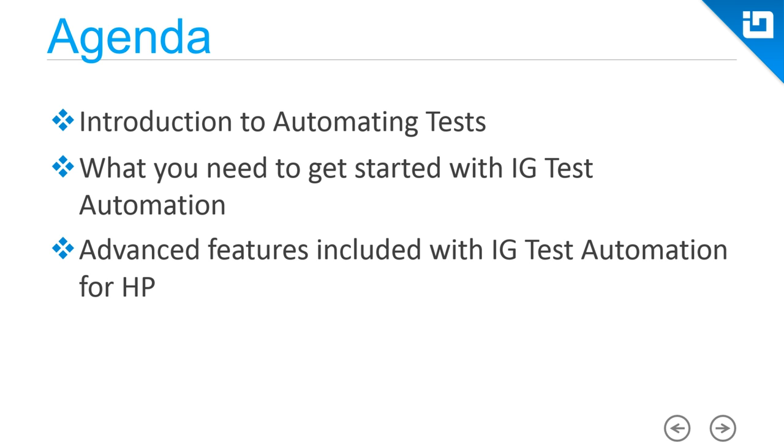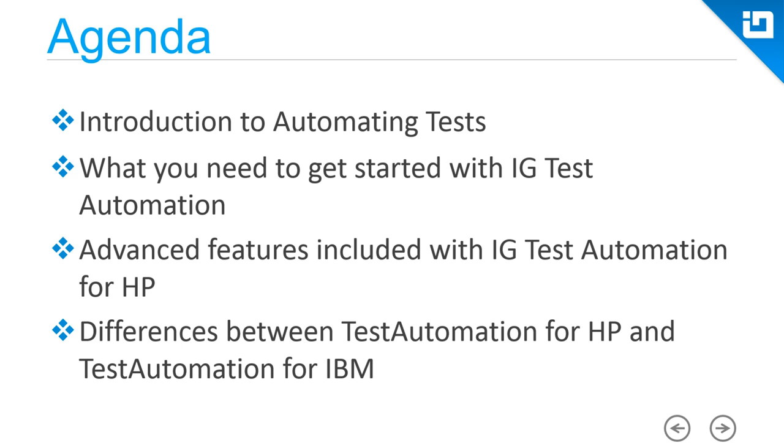Once you have Infragistics Test Automation for HP up and running, I'll demonstrate that we add more than just simple record and replay support for our custom controls. We'll go over some of the additional functions that we've added. Finally, we'll delve a bit into the differences between test automation for HP and test automation for IBM. So let's get started.